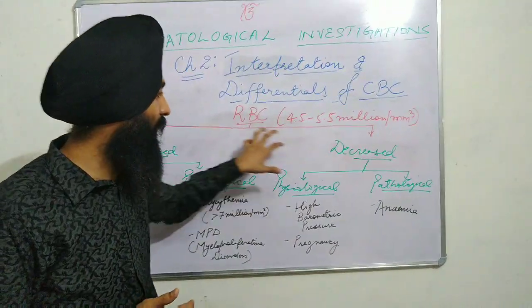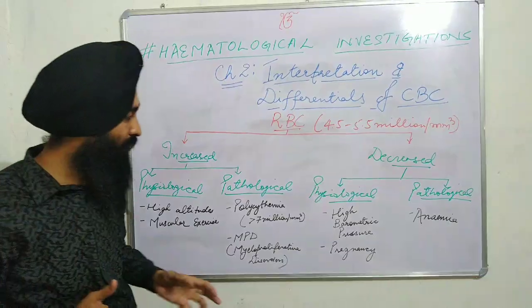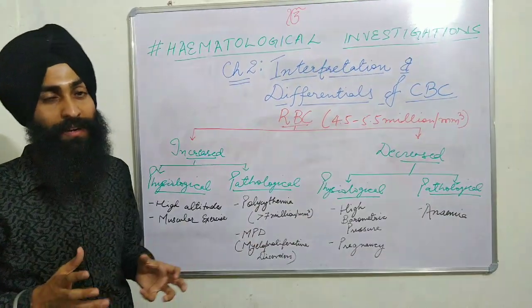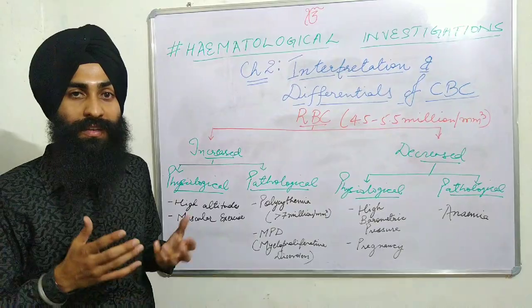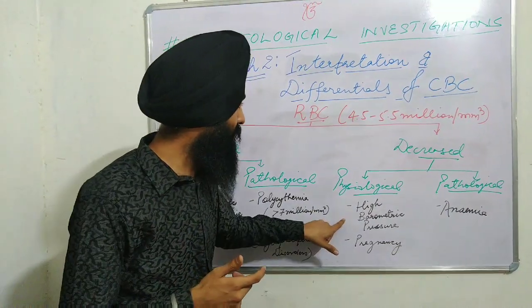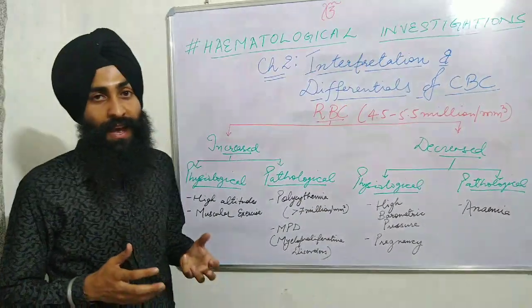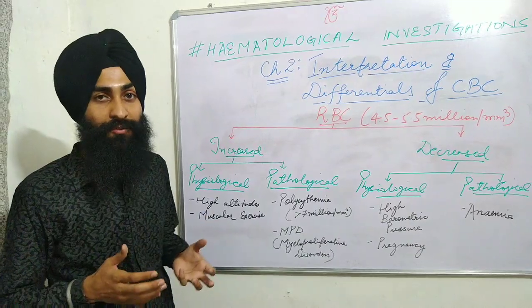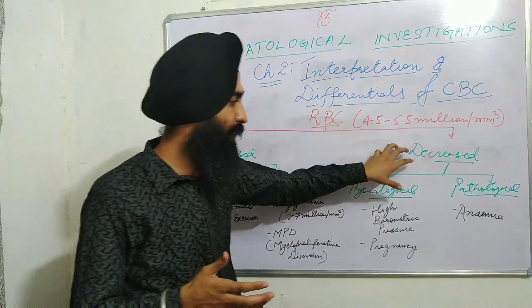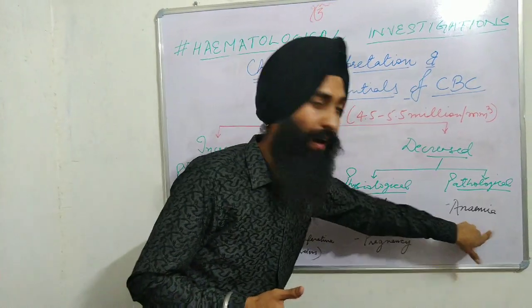Next, we will see decreased RBC. If we find decreased RBC in our CBC report, the physiological conditions are high barometric pressure. High barometric pressure is under deep sea, where the oxygen content is already high. So, in these conditions, the RBC is decreased. Second one is during pregnancy. As in pregnancy there is hemodilution, the plasma volume is increased and the RBC numbers are decreased. And the pathological condition in which RBCs are decreased is called anemia.